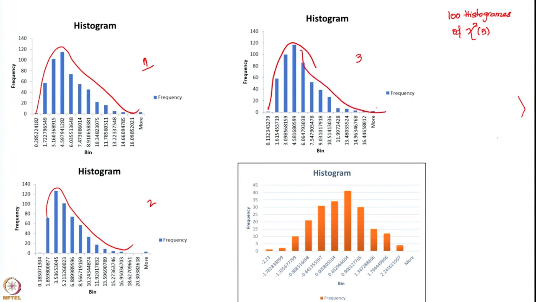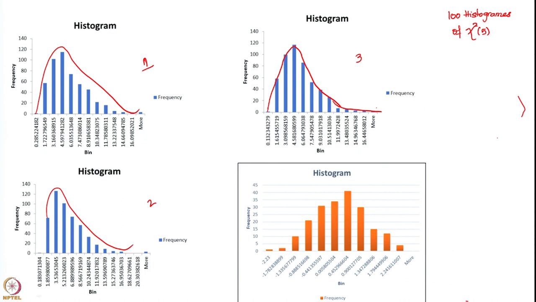I have not drawn it beautifully. Let me correct it myself so that it looks better. Let us do it again. So, this is better. This is a typically skewed chi square distribution, and the same is true here.